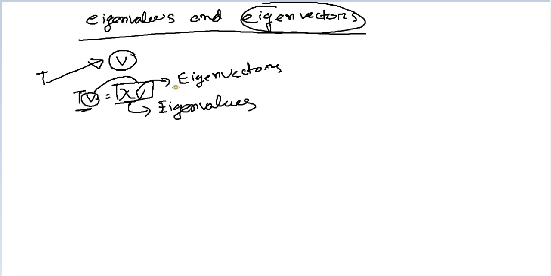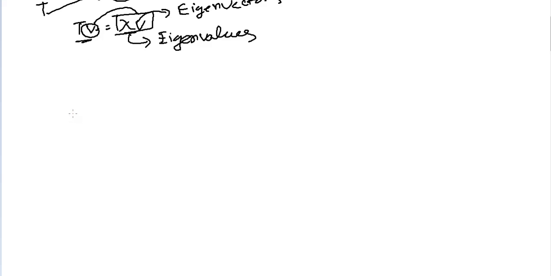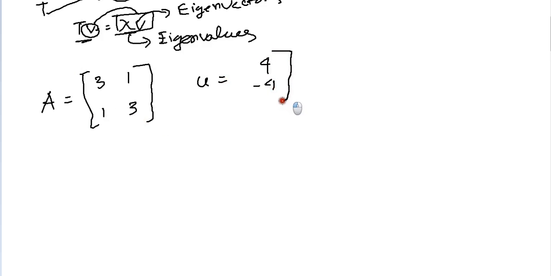Any tensor has an infinite number of eigenvectors. For example, I can give you an example here. Say you consider a tensor A equal to [3, 1; 1, 3], and its corresponding eigenvector, say for example, is (4, -4).